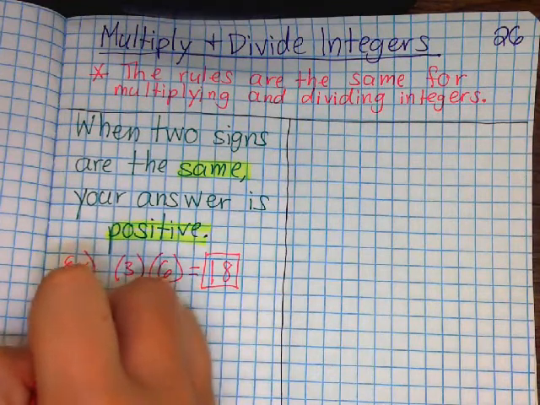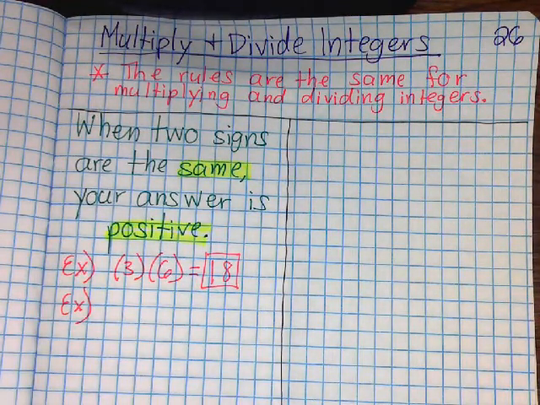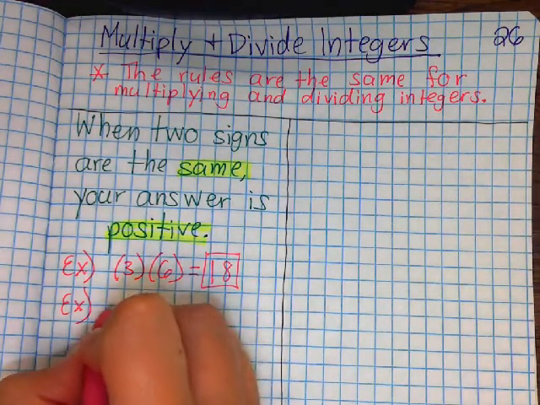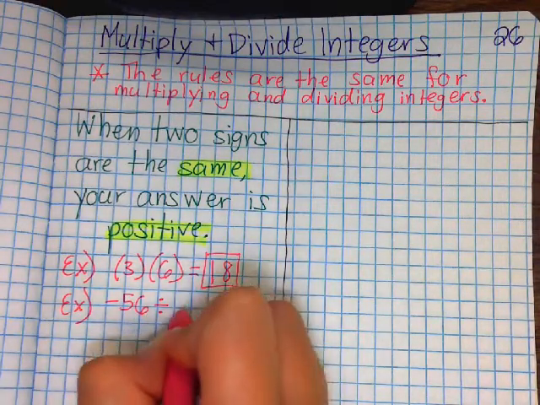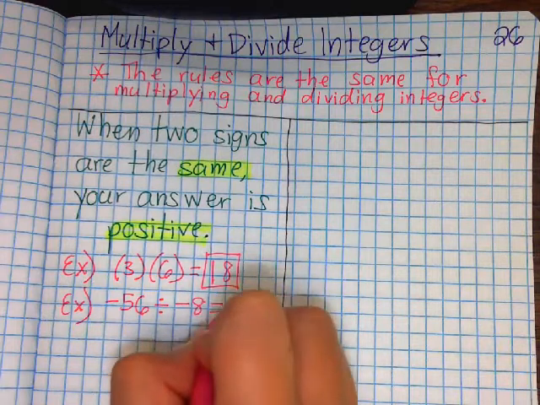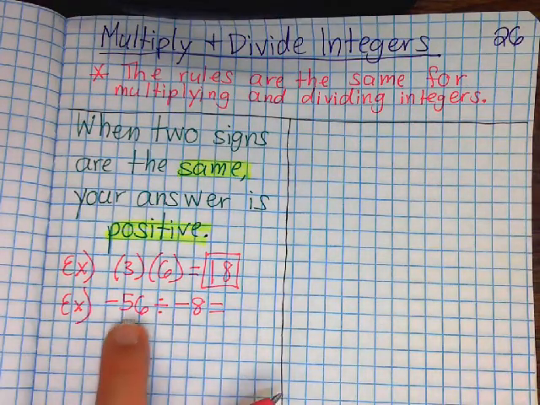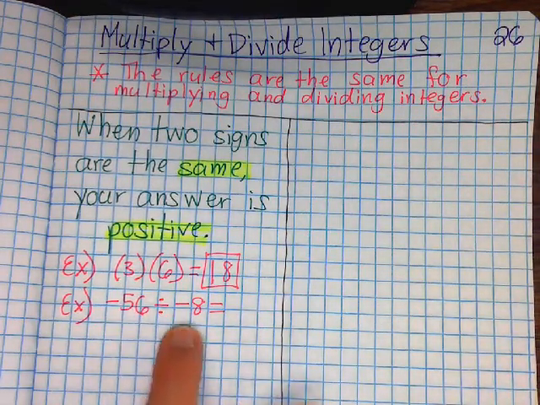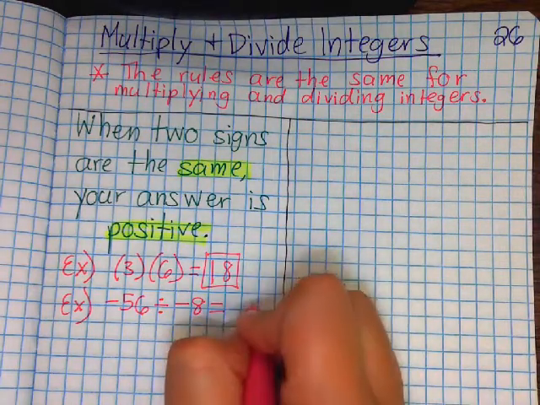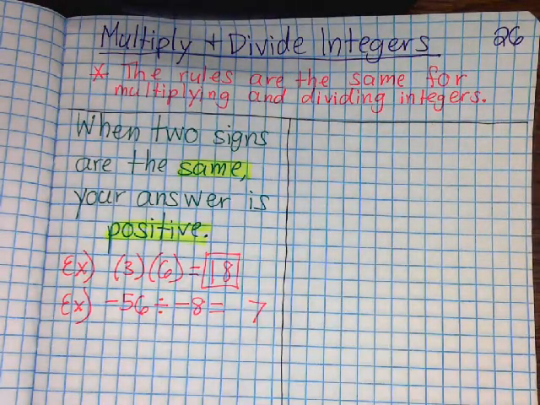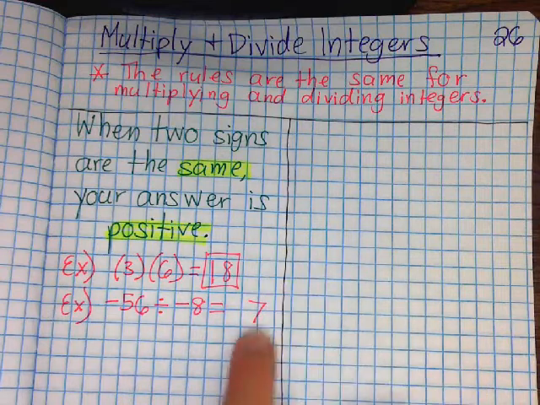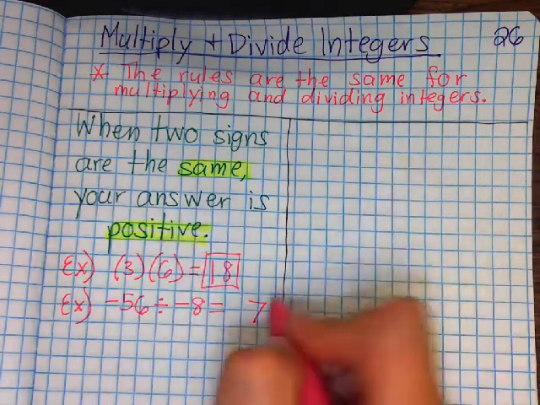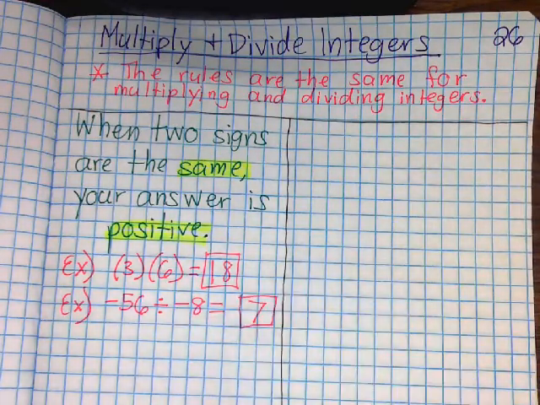Let's do another example. If I have negative 56 divided by negative 8, let's do our numbers first. 56 divided by 8 is 7. Now I look at my signs. Negative divided by negative. My signs are the same, so my answer is going to be positive. Very good.